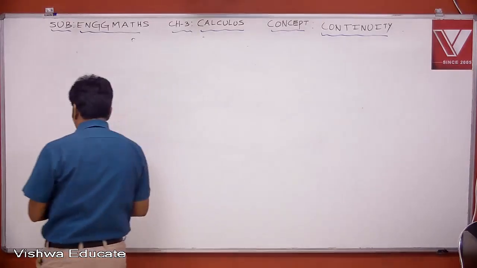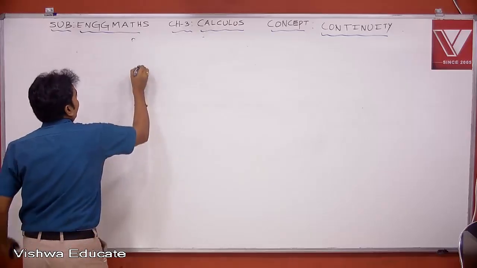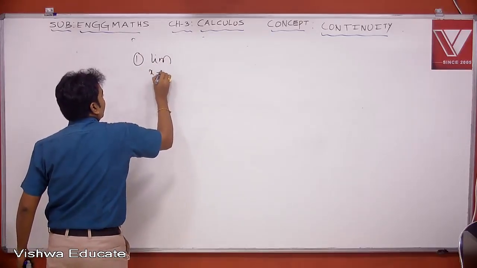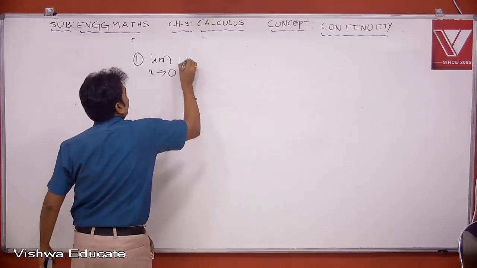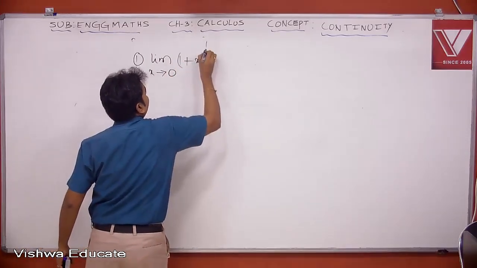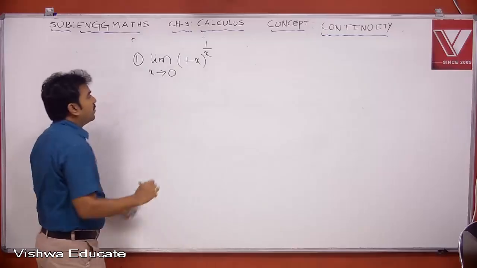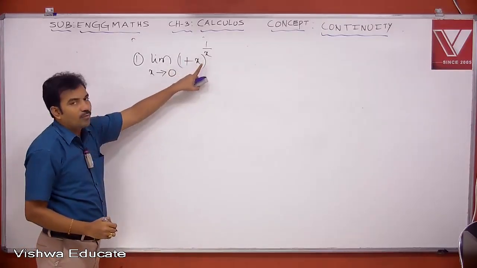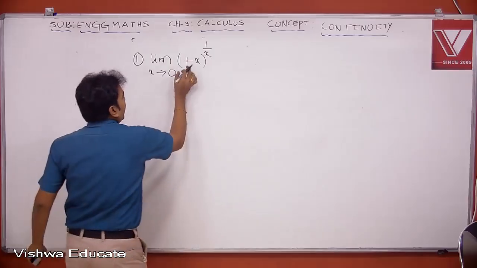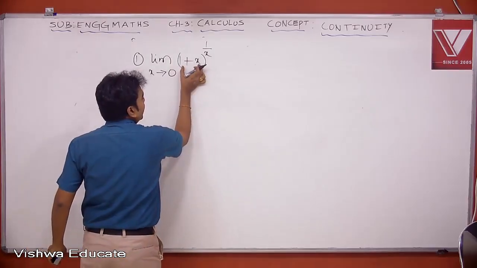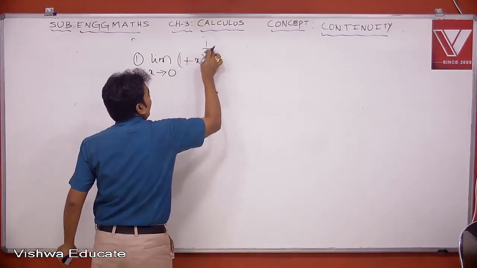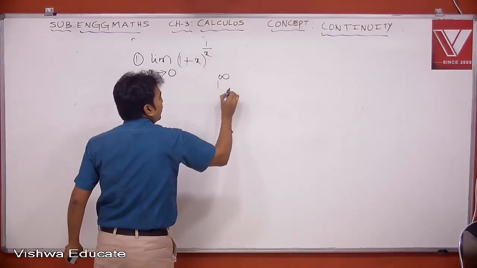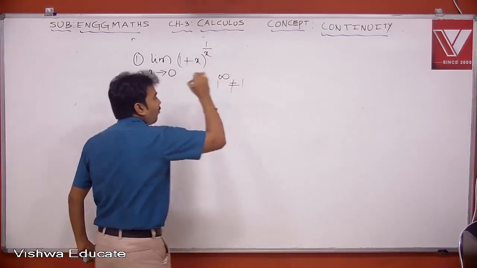Now we discuss two basic limits. The first limit is limit x tends to 0, 1 plus x whole power 1 by x. Very basic limit. When you replace x by 0, the base part is 1 and the power part is 1 by 0, infinity. So it is in the form 1 power infinity. This expression is not equal to 1.